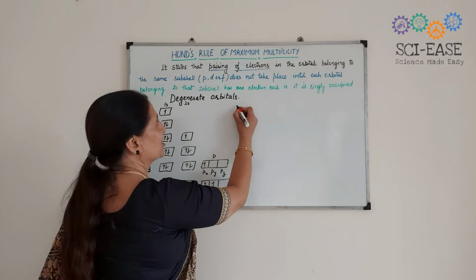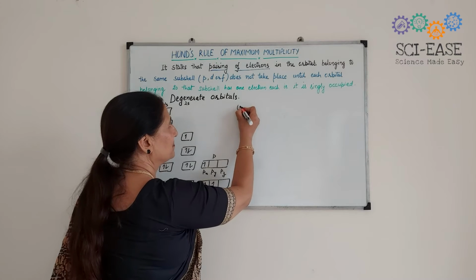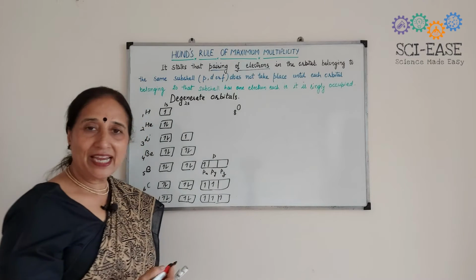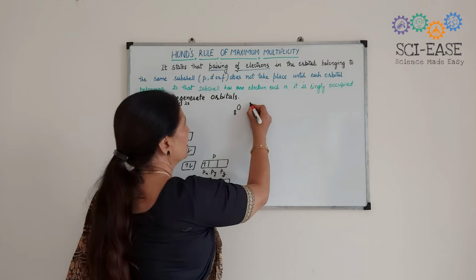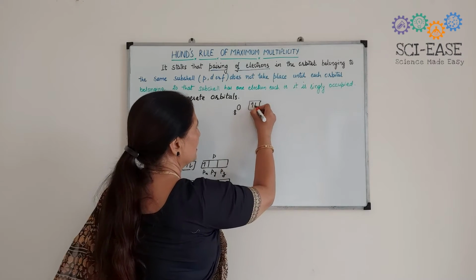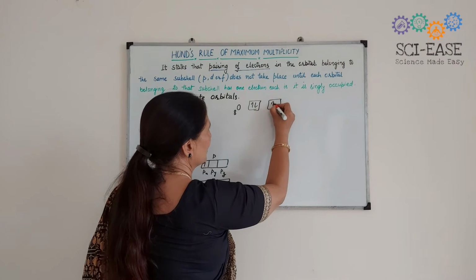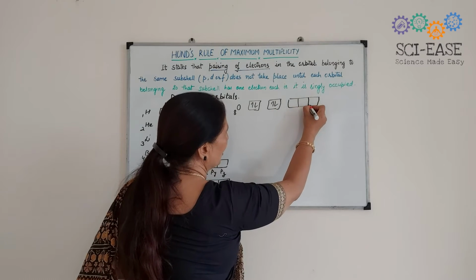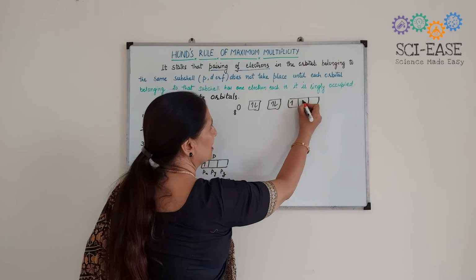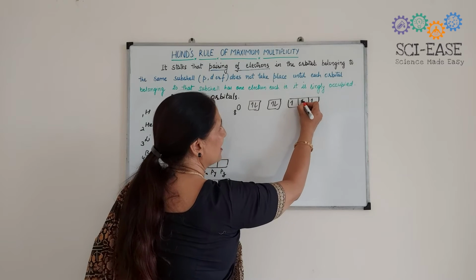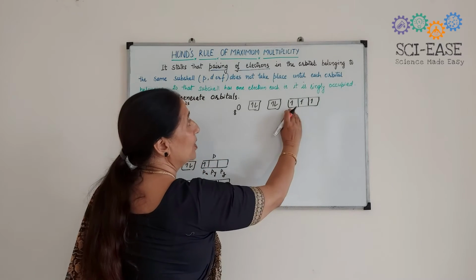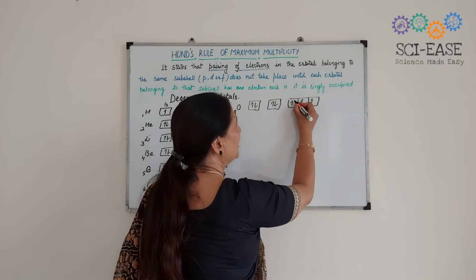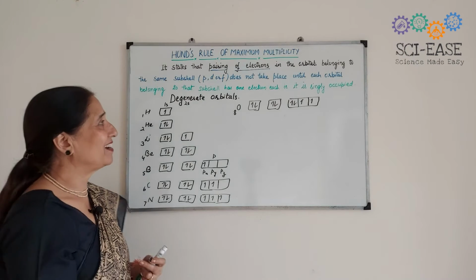Then come to oxygen. How many electrons here? 8. It has atomic number 8. So this is 1s, 2s, 2p. Where will this electron go? Now the pairing will start, because all the orbitals of the p subshell are singly occupied. Now the pairing will start.